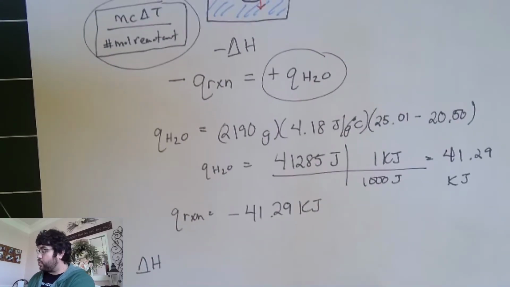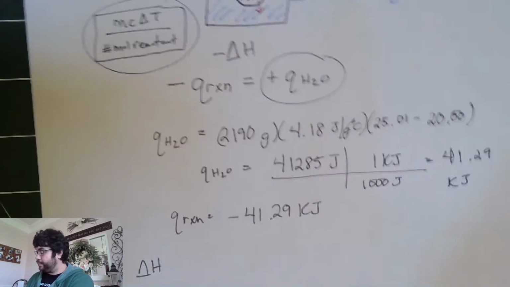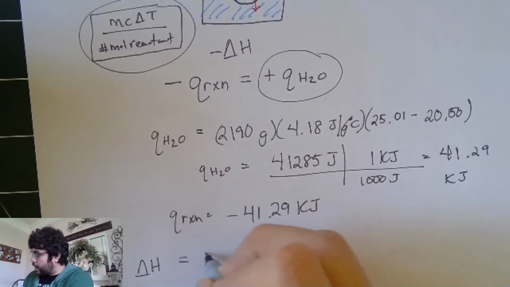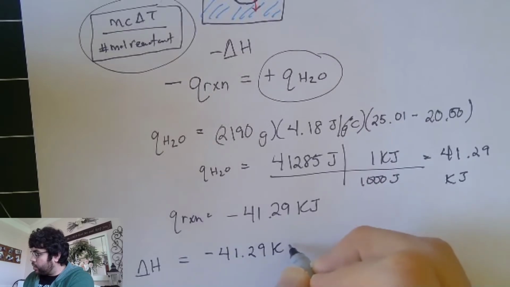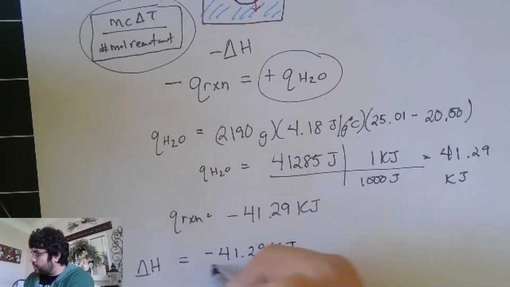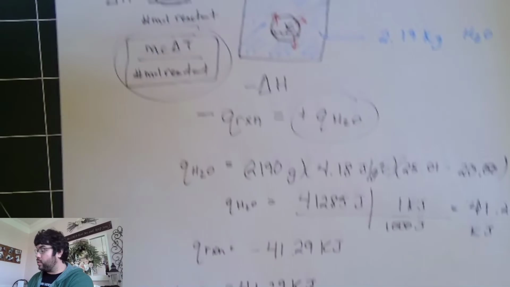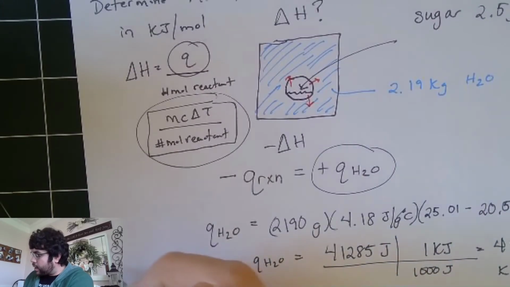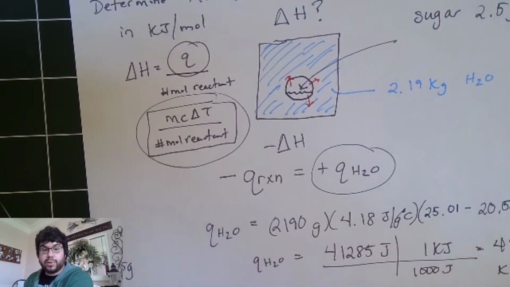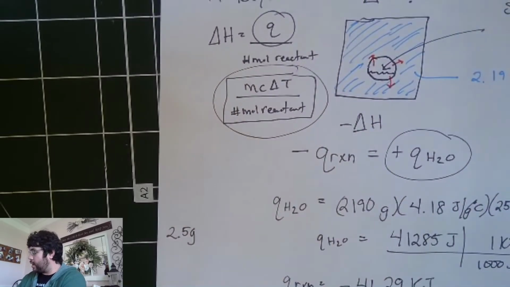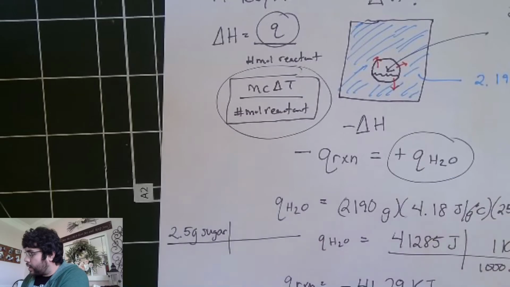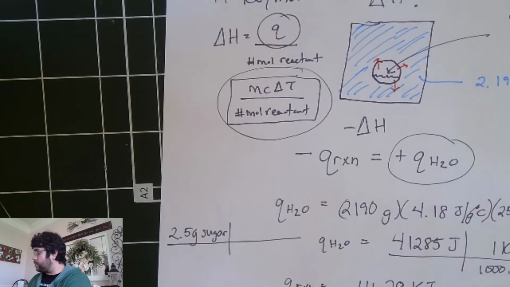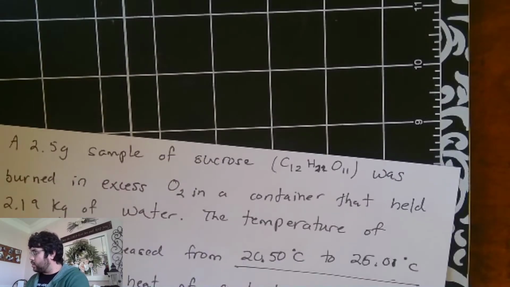So the enthalpy of this reaction, I want that in kilojoules per mole. How many moles of sugar actually reacted? Well, I've got to figure that out in just a second. So 41.29 kilojoules divided by how many moles of sugar reacted. Now there are 2.5 grams of sugar. Let me write this over here on the side. I'm kind of running out of room.